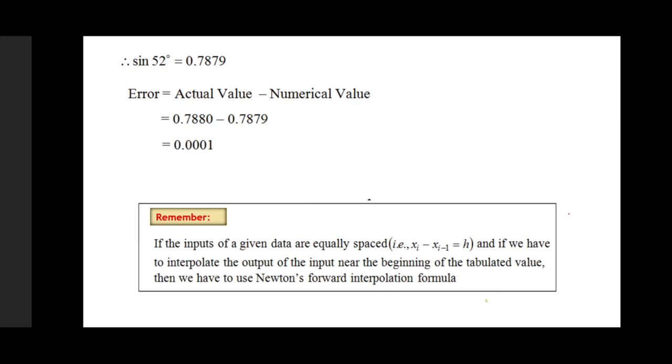Next, let us calculate the error. The error is the difference between the actual value and the numerical value. From the trigonometric table, the actual value of sine 52 degrees is 0.7880. Our interpolated value is 0.7879. Subtracting these two values, we get 0.0001. So the error is 0.0001, which is very small.